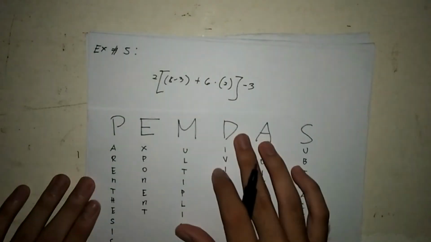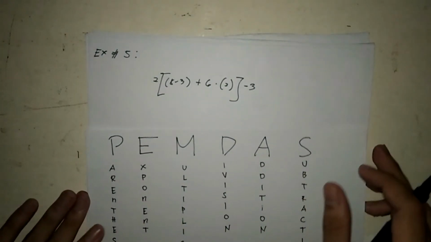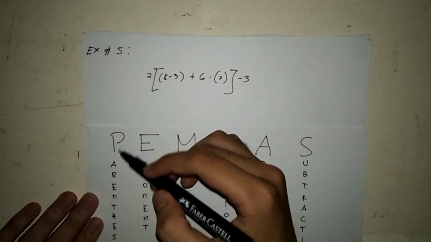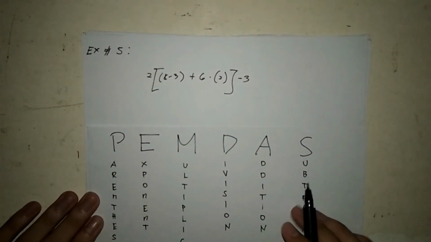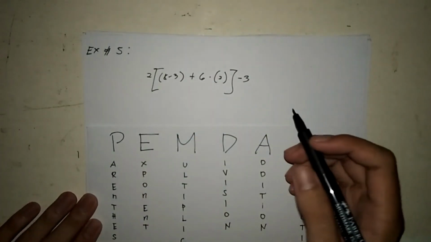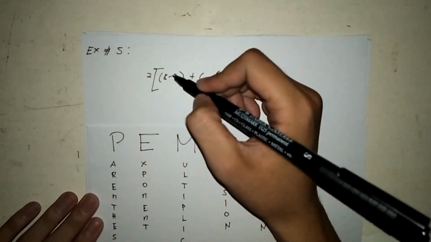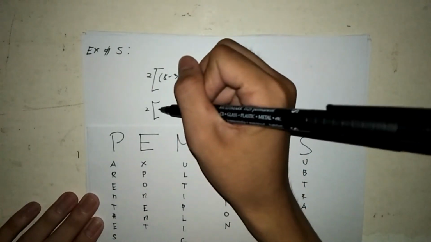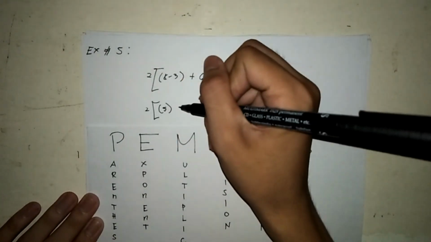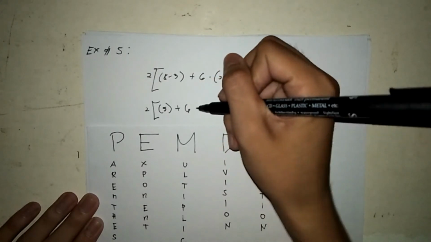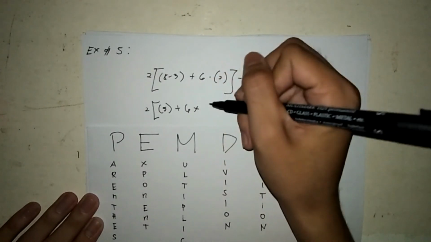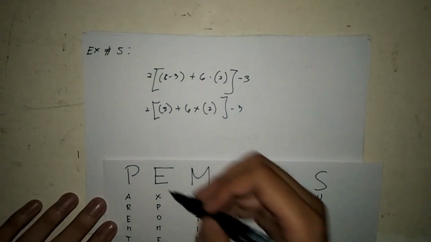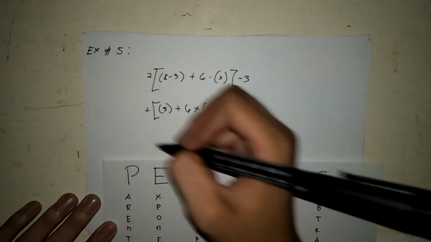So, yun. Last example natin. So, ito. Tingnan natin, guys. So first, we need to find the parenthesis. I-solve natin yung parenthesis first. So ito, may parenthesis. Ito. So 2, 8 minus 3 is equals to 5 plus 6 times or cross 2. Ito. Next for that is exponent, which is wala siya.